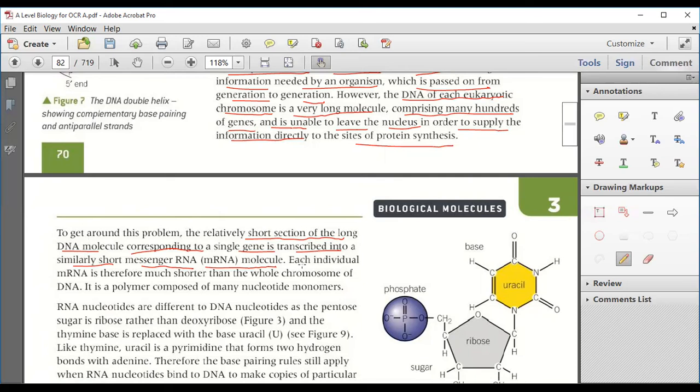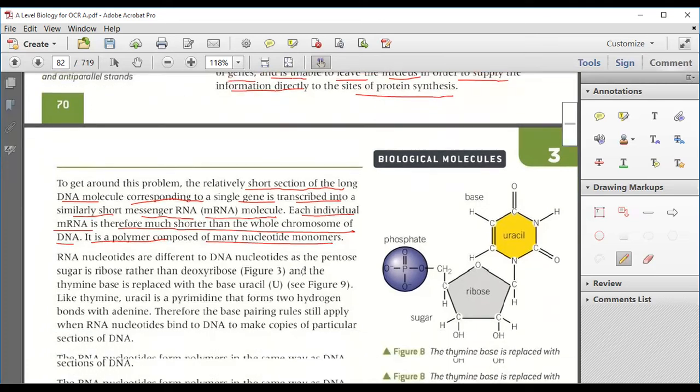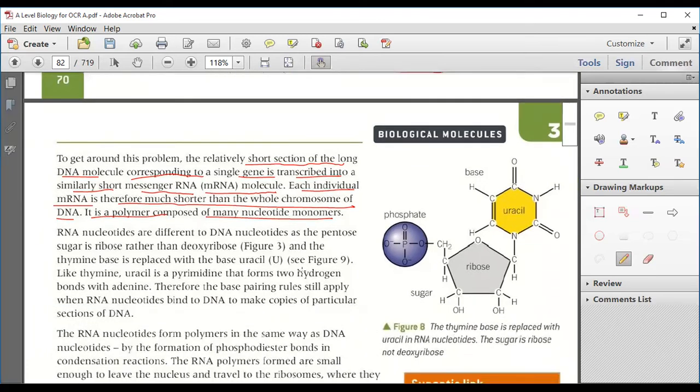Now, each individual mRNA is therefore much shorter than the whole chromosome of DNA, and it is a polymer composed of many nucleotide monomers. This mRNA is clear? Yes, Manya, mRNA is clear? I can't hear you.